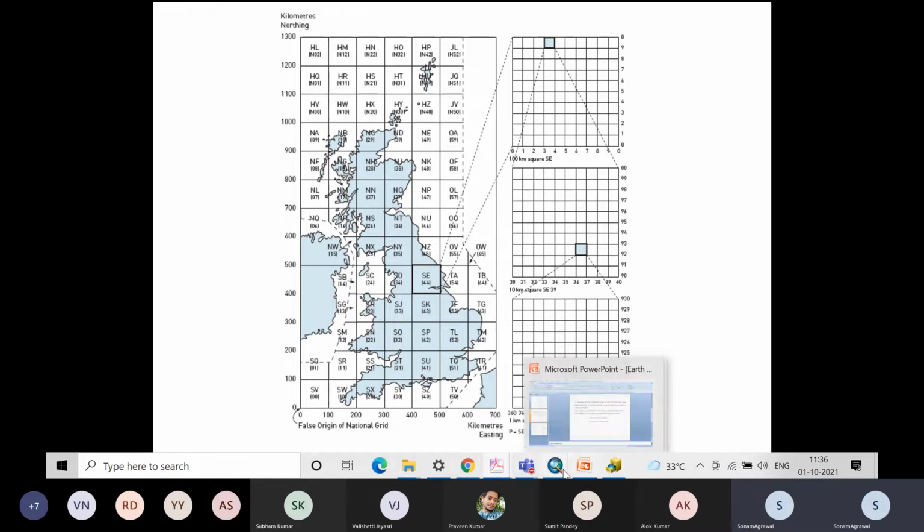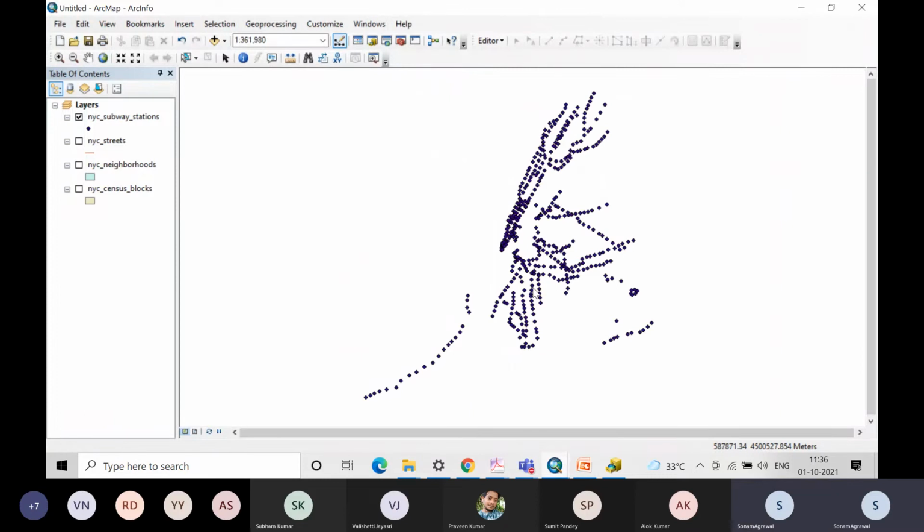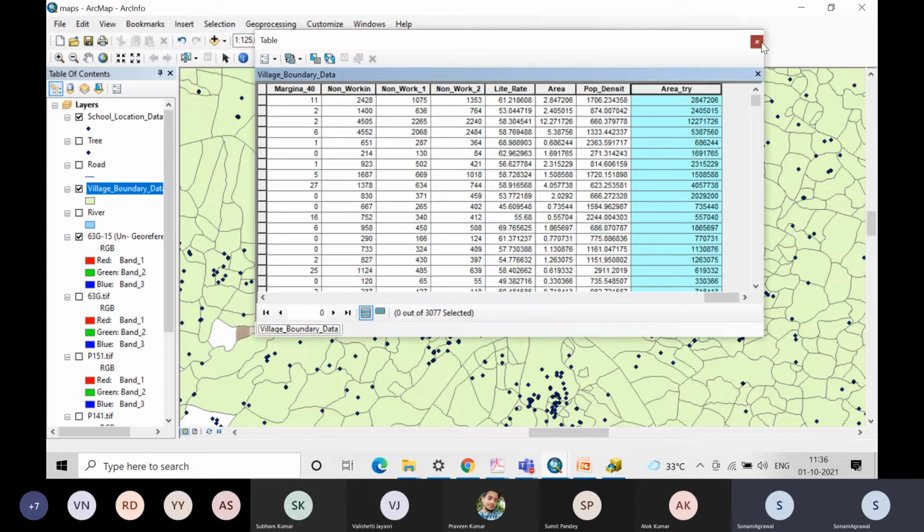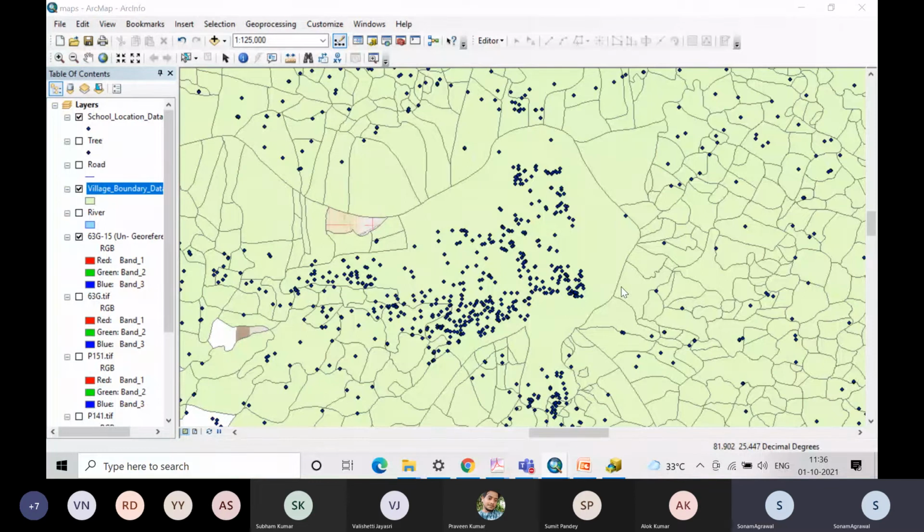And one more thing: when you see the data set over here, this one is the projected coordinate system. One thing you should observe is that at the lower right corner, the value is given in terms of meters. Earlier, when I was taking the example of Prayagraj, the values were coming in decimal degrees. Again, you can see it over here, the value is coming in decimal degrees. So this is one way you can recognize whether it is in a geographic coordinate system or in a planar or projected coordinate system. You can check whether the location is coming in decimal degrees or in meters.